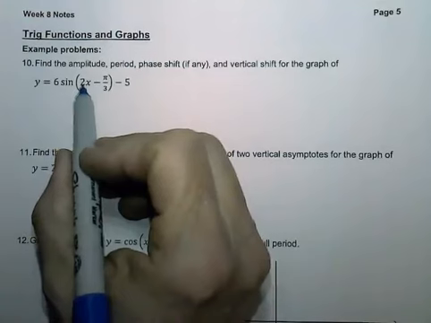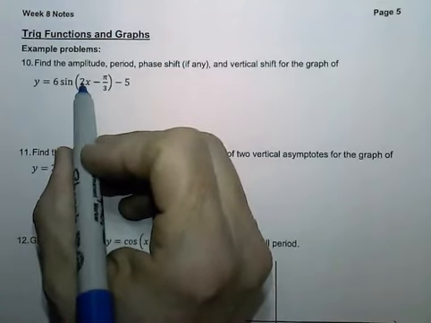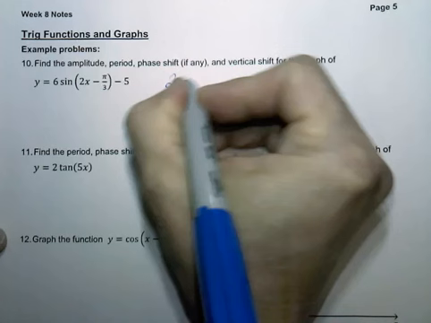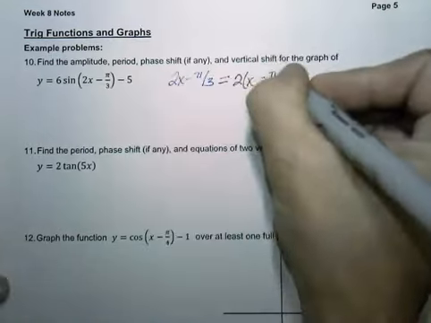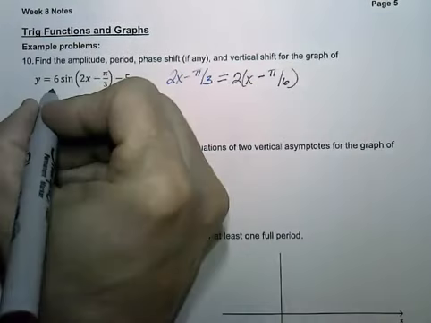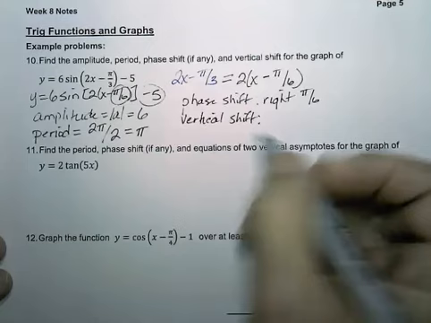The first thing I would notice looking at this is that the B right here is not factored out in the middle. Instead of 2x minus pi over 3, I want to factor the 2 out of this. That means I'm actually dividing both of these by 2. That's going to make this pi over 6. So instead of this, I'm going to write this as 6 sine of 2 times x minus pi over 6 minus 5. Now what that gives me, the amplitude is the absolute value of A, that would be 6.